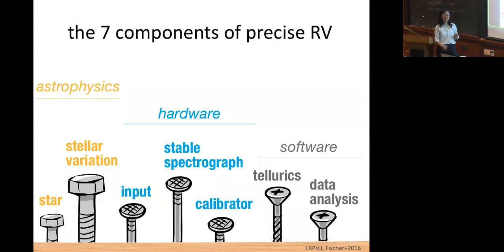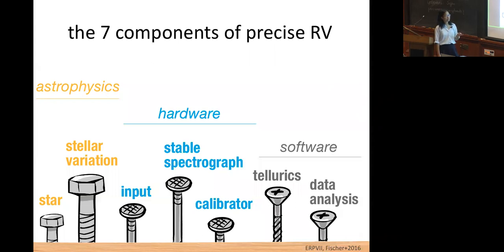Hardware-wise, you want a stabilized input. Sam will talk a lot about hardware. You want a stabilized temperature and pressure-controlled spectrograph. You want a really good calibrator, so moving away from thorium argon to laser frequency comb. And if you want to do below 0.5 meters per second, you may not want to use an iodine cell, for example. And there's also the software.